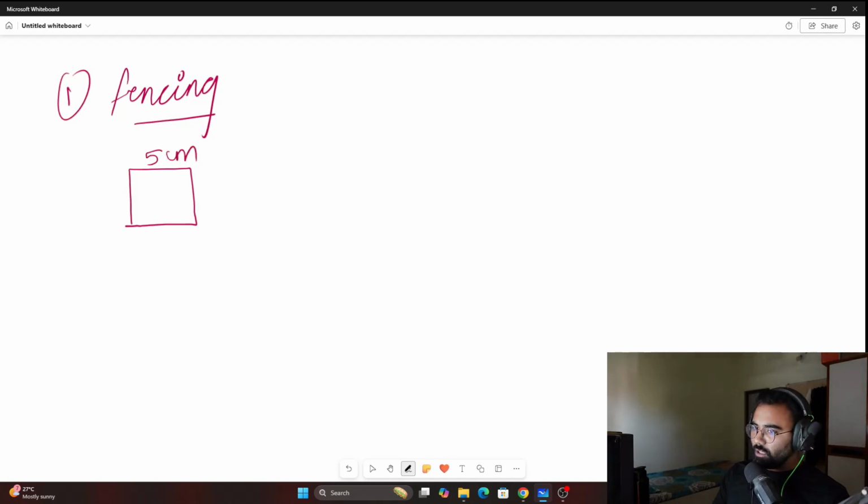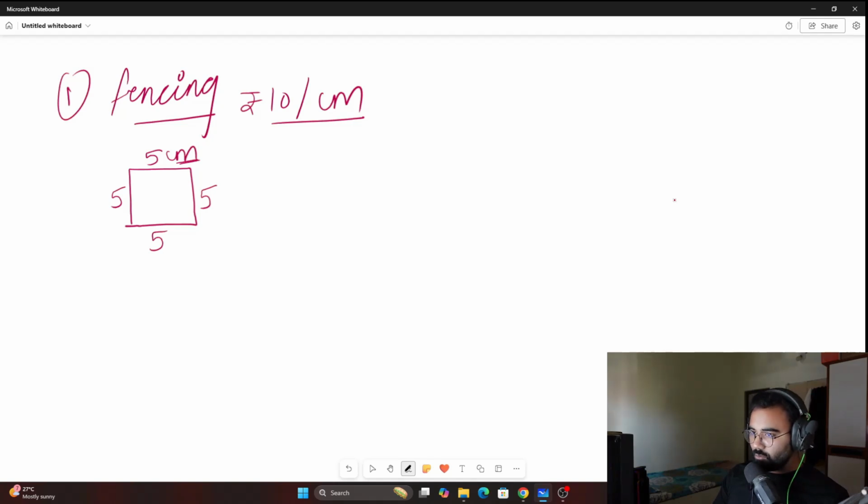Depends on the unit, okay, with each side being 5 centimeters. So all the sides are 5 centimeters, and it costs him around 10 rupees per centimeter to fence. So how much money will the farmer spend on fencing? That could be the question.